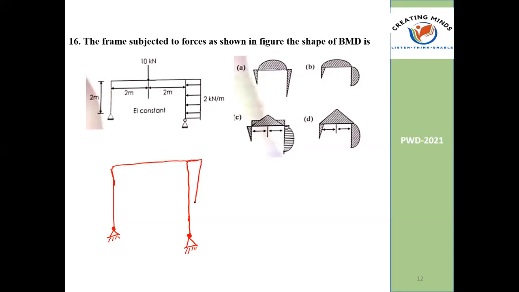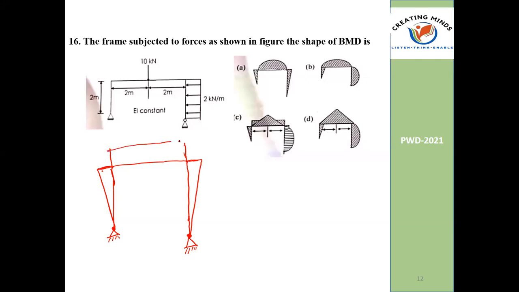the final moment is expected like this here. Here also the final moment is expected like this only. Like this only. And here we can expect a general shape. I'm trying to write. Here we can expect because of load.